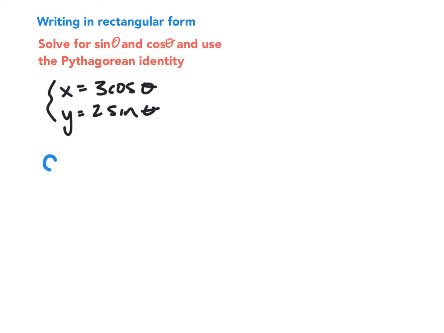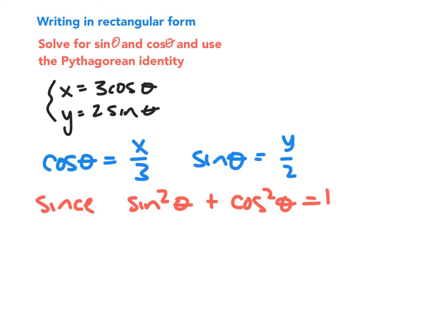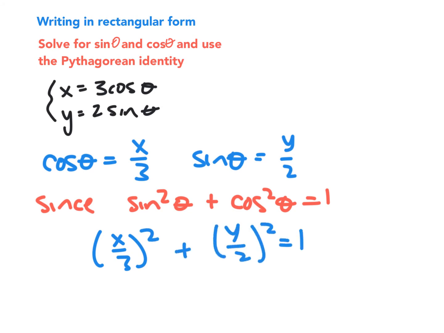So solving for cosine, I get the cosine of theta is equal to x over 3. And I get the sine of theta is equal to y over 2. Now because sine squared theta plus cosine squared theta equals 1, then (x over 3) squared plus (y over 2) squared is also equal to 1.